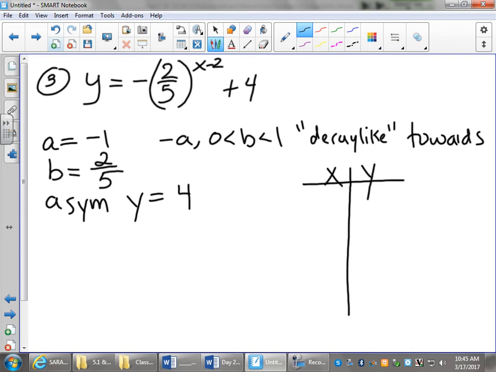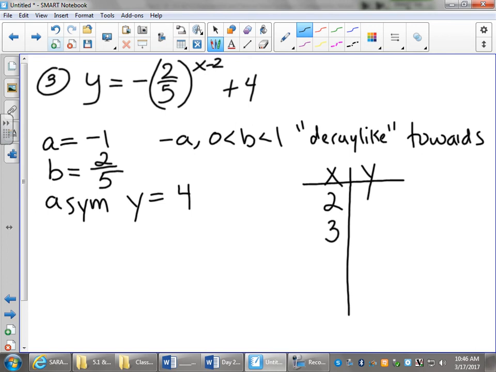What do we want to make the exponents? What do we need to make the exponent? Okay, so 2 is going to be our first input, because 2 minus 2 will give us 0, and not 1. 3, because 3 minus 2 will give us 1. So let's go through, sub these in, and work through the problem.